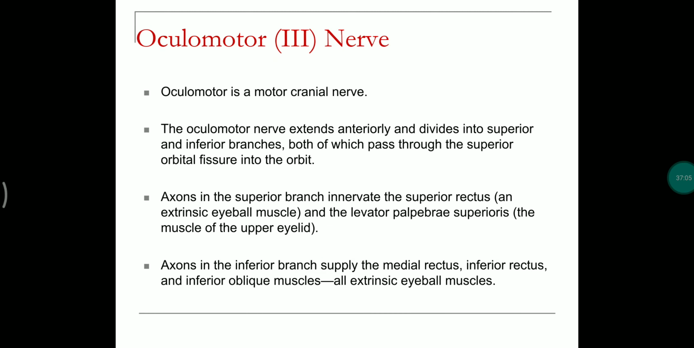The third nerve is called the oculomotor nerve, which is a motor cranial nerve that helps in the movement of the eyeball. The oculomotor nerve helps in the movement of extrinsic muscles like the superior rectus and levator palpebrae muscles, which help in the up and down movements of the eyeball and also the movements of our eyelid. The inferior branches help in the movement of the eye in diagonal ways.